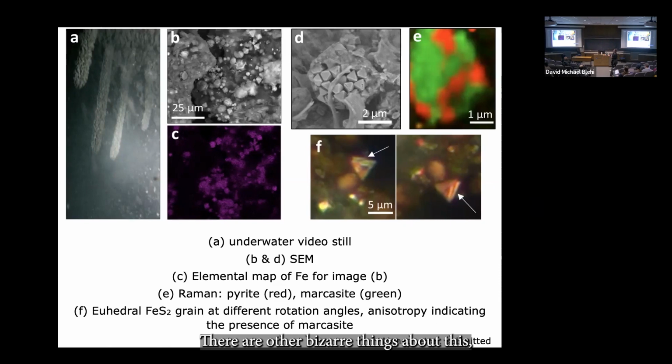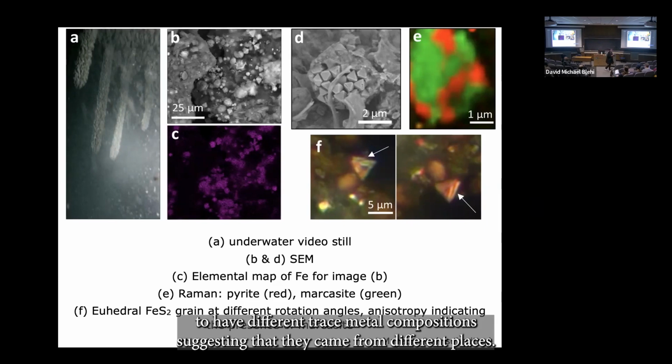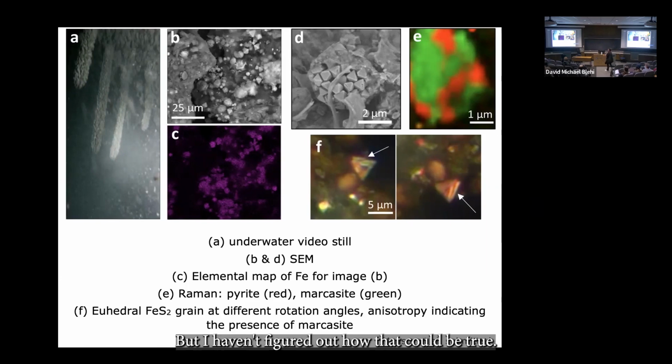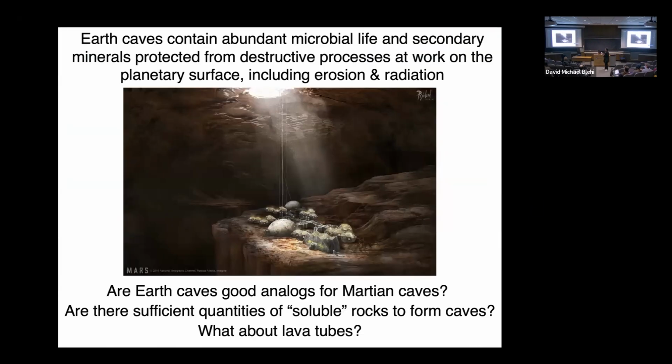There are other bizarre things about this pyrite and marcasite in this biofilm. The individual grains of FeS2 have different trace metal compositions, suggesting that they came from different places, but I haven't figured out how that could be true. So there's some mysteries here.